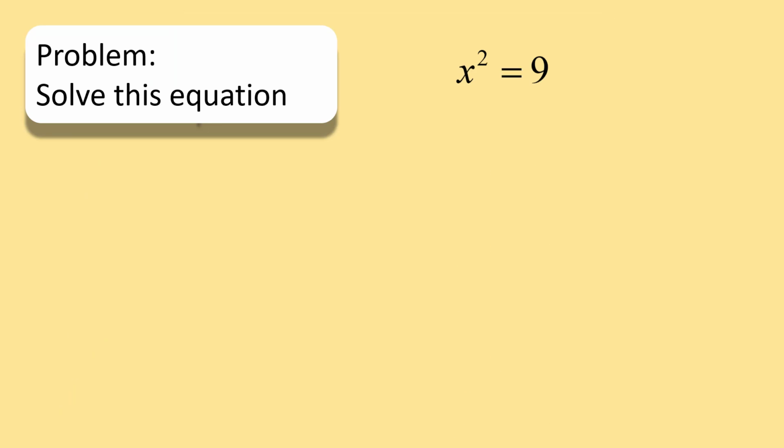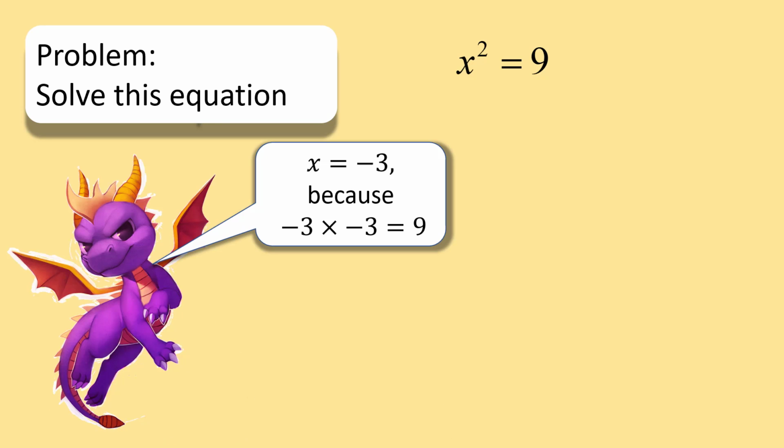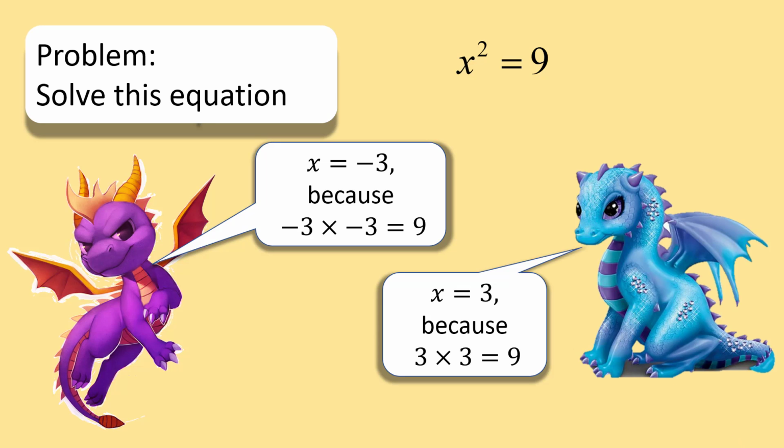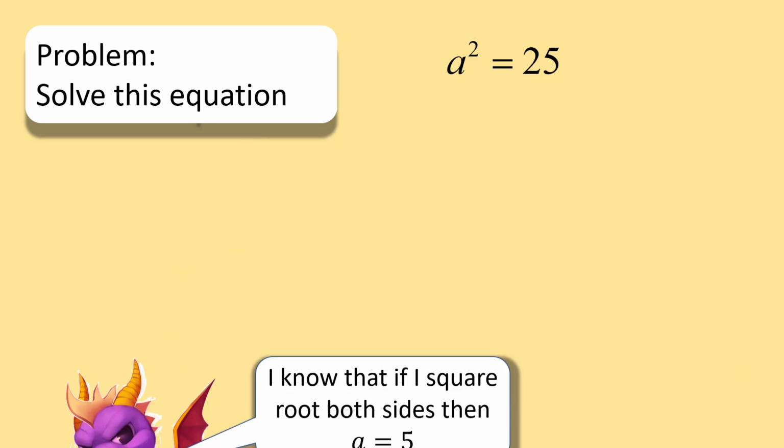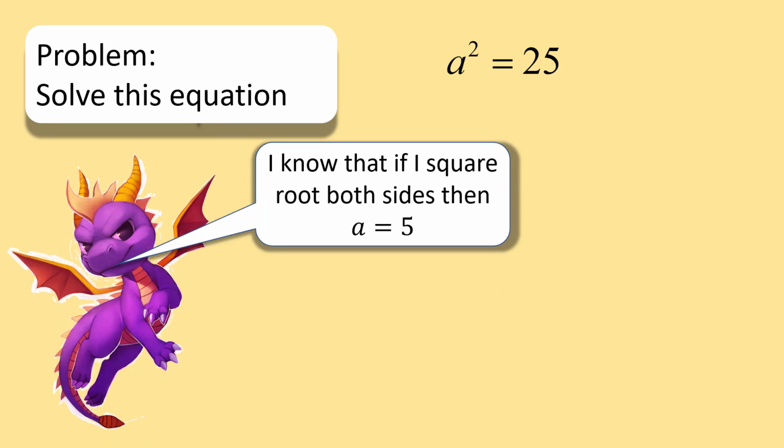Let's solve this problem. x squared is 9. We have to solve for x. So what do we do? Well, Zasha says that x must be negative 3 because negative 3 times negative 3 is 9. Well, that's very clever. Zing says that x must be 3 because 3 times 3 is 9. So who is correct? I think both of them are correct.